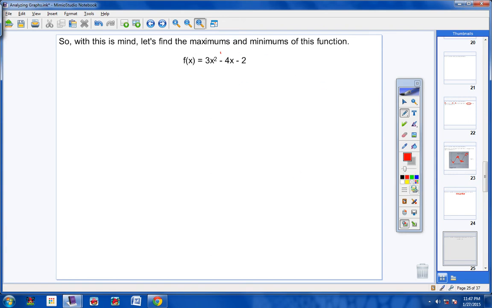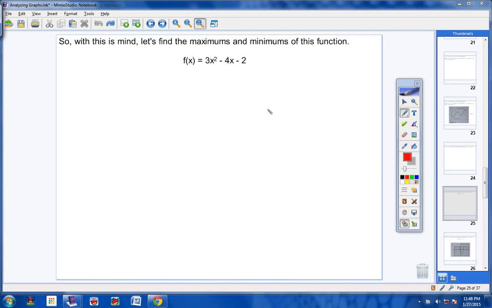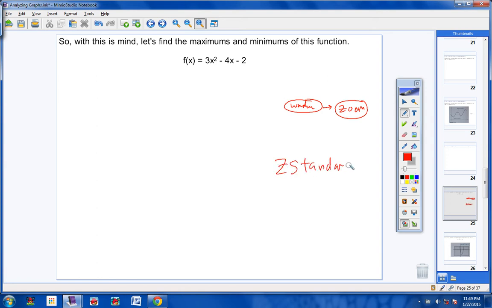Now the next thing we want to do, students, is hit the word graph. But before you hit the word graph, I want you to go to the very top button, second from the left. It says window. Okay, go ahead and push window. No, I'm sorry, not that button. Go one more to the right, the zoom button. Push zoom, okay? After you push zoom, scroll down to option 6. Option 6 should say Z standard. Now it's going to give you a standard window of 10 to the left, 10 to the right, 10 up and 10 down.